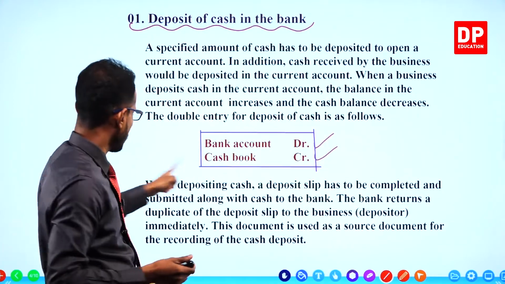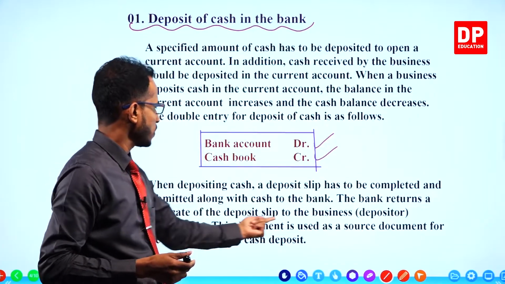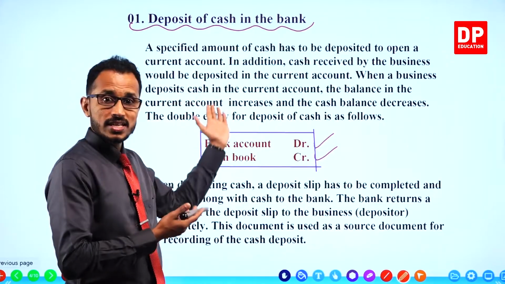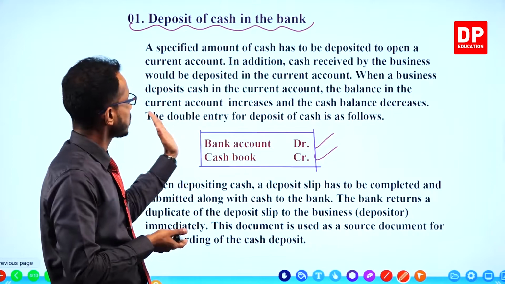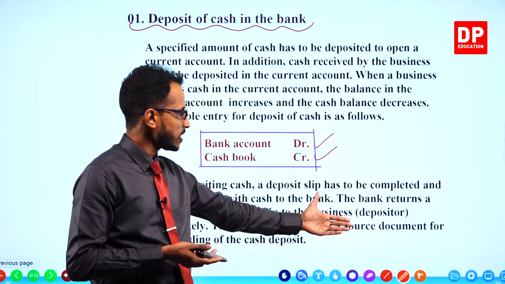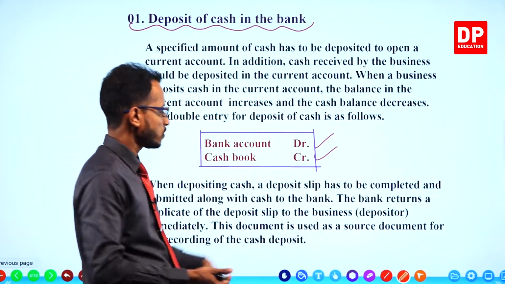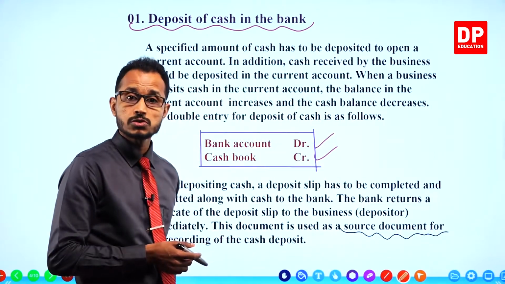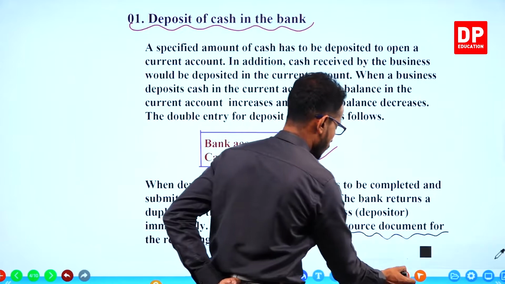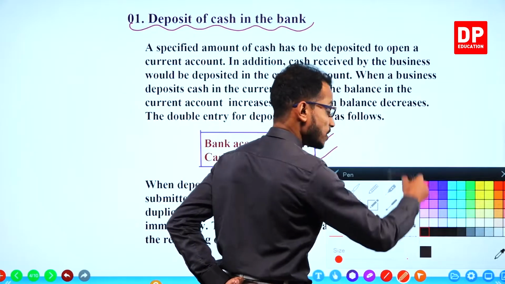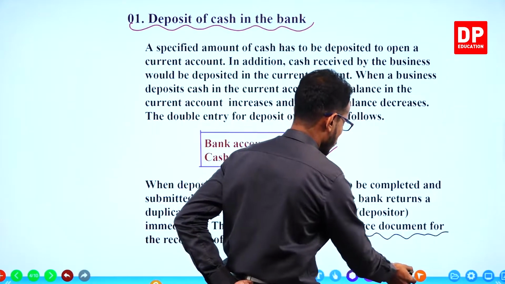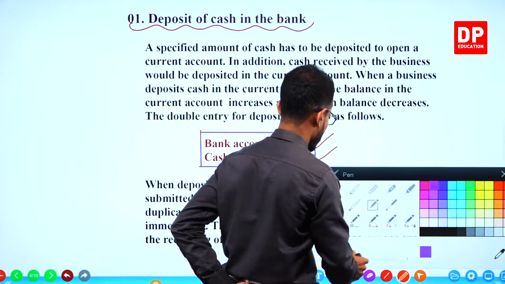That's what it says. The bank returns a duplicate of the slip to the customer or the depositor. So this slip, the cash deposit slip, acts as a source document for the business, which means you take the cash deposit slip to your business and you file it.